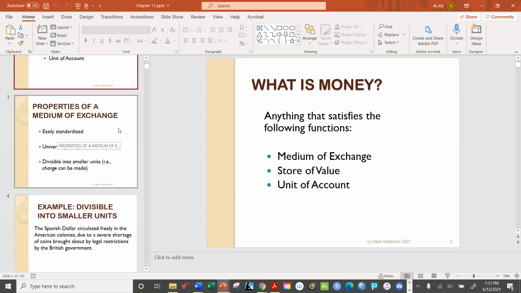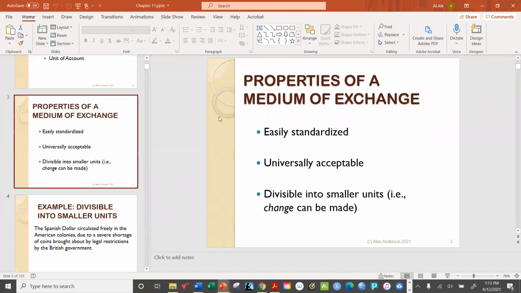So what does it take to be a medium of exchange? Ideally, it is something that is easily standardized, universally acceptable, and divisible into smaller units. Now, the standardization part simply means that whatever we use for our form of money, all the units are identical to each other.